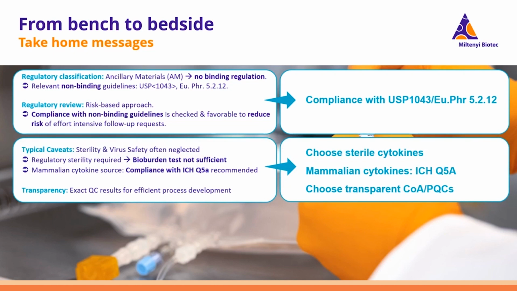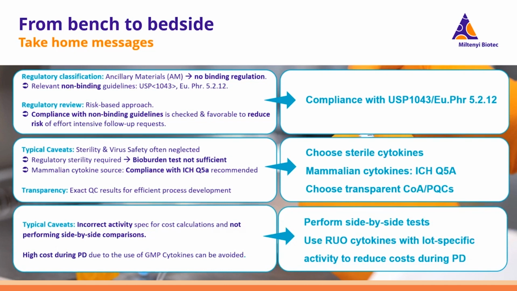If we're talking about safety, always try to choose sterile cytokines. Sterile meaning in a regulatory sense. If you're buying mammalian cytokines, make sure they're compliant with the ICH Q5A. And if you can, choose cytokines which offer you a transparent analysis certificate so that you really know the QC results. And if you really want to use your cytokines efficiently, and if you don't want to spend more money than needed, perform side-by-side tests before choosing a cytokine vendor. And use research-only cytokines with lot-specific activity to reduce the huge cost you will encounter early in your process development.